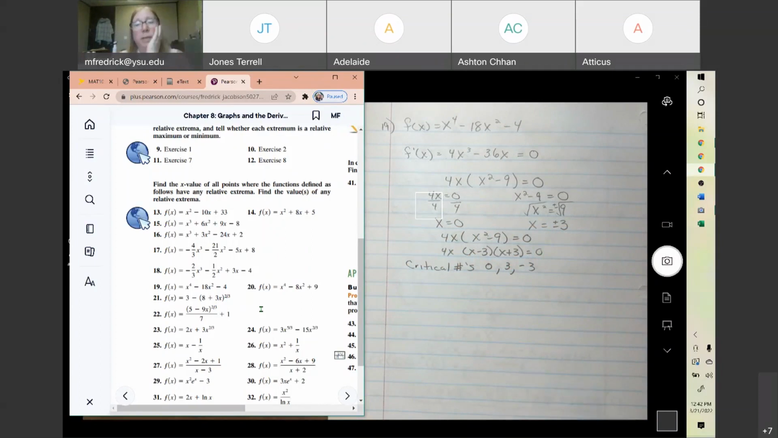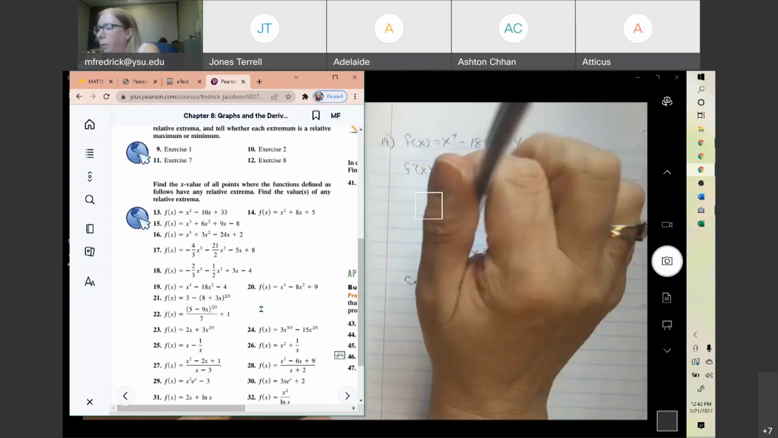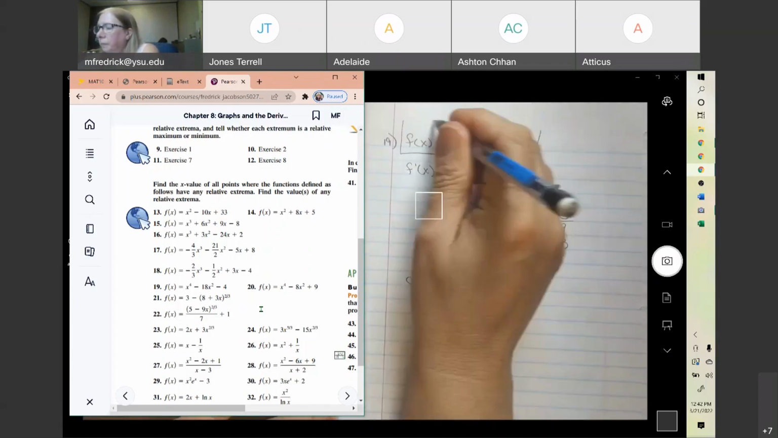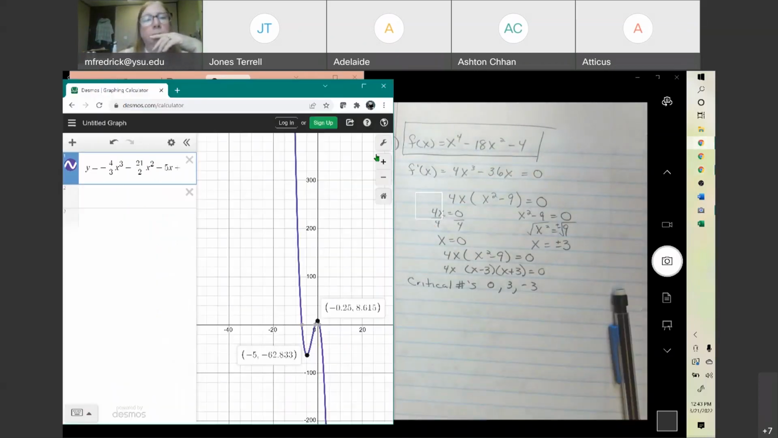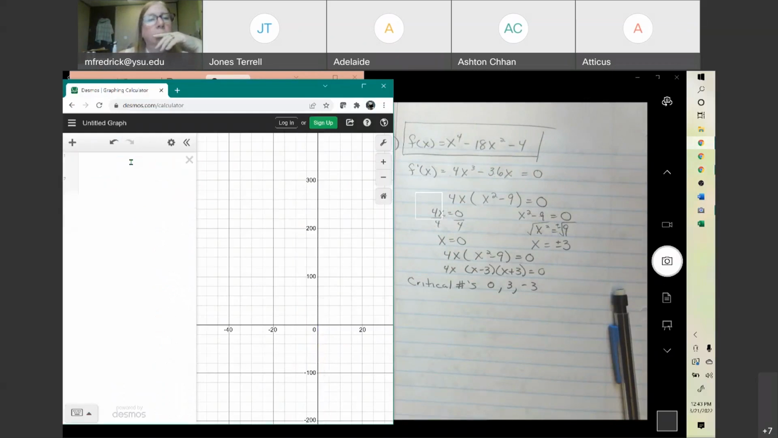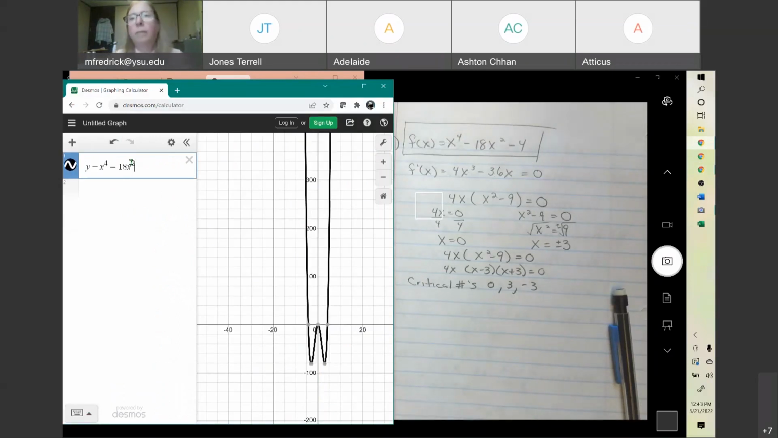Now to define if they're a max or a min, we would graph them. Go where your derivative is and graph the one before. So we want to graph this. Y equals x to the 4th minus 18x squared minus 4. And there's your graph.